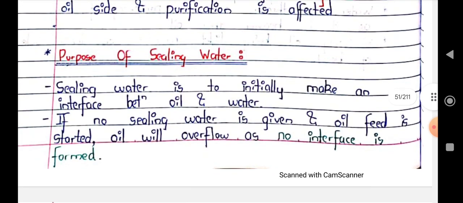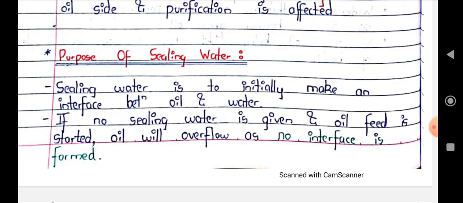The purpose of sealing water is to initially make an interface between oil and water. Sealing water is mainly for sealing, to make an interface between oil and water. If no sealing water is given and oil feed is started, then oil will overflow because there is no interface provided.